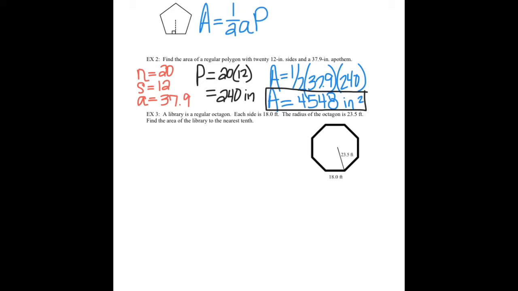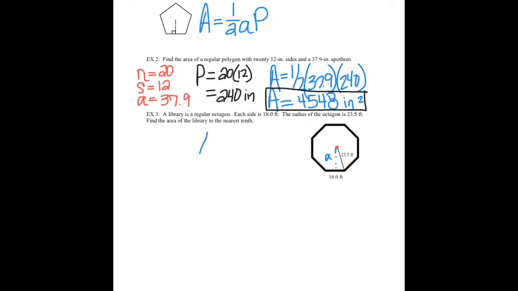A library is a regular octagon. Each side is 18 feet. The radius of the octagon is 23.5 feet. We have to find the area of the library. So the first thing that I'm going to do is draw the center of this polygon and drop a perpendicular, or an apothem. I need to find that.